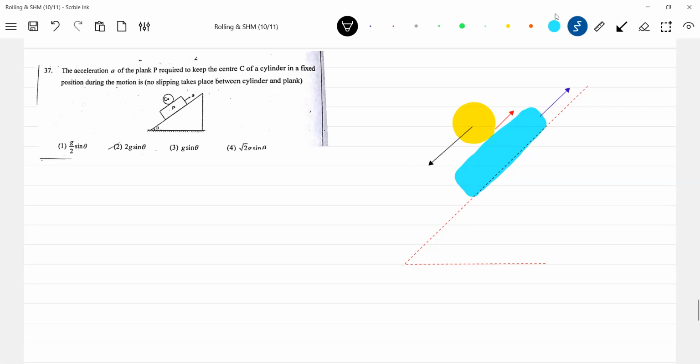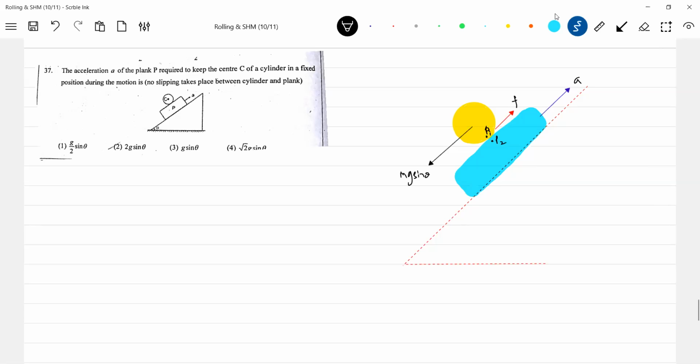Now we'll get into it: mg sin theta, acceleration of the plank. This is the direction of friction. No slipping takes place between the cylinder and the plank, so directly I'll pick up 2 points, P1 and P2. What should be the P1 and P2 now?